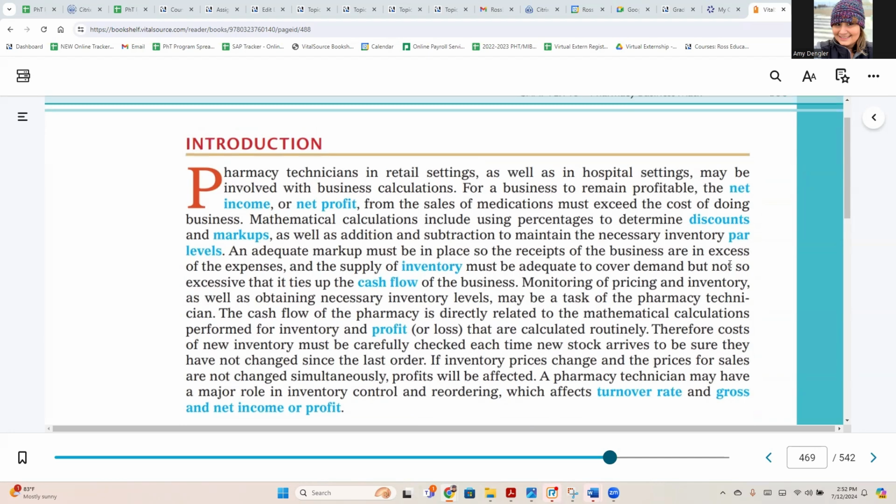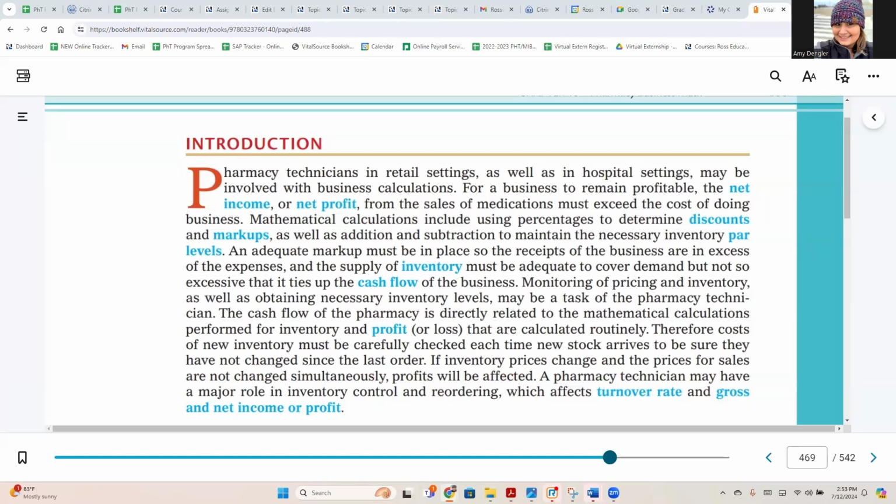Pharmacy technicians in retail settings, as well as in hospital settings, may be involved with business calculations. For a business to remain profitable, the net income or net profit from the sales of medications must exceed the cost of doing business. Mathematical calculations include using percentages to determine discounts and markups, as well as addition and subtraction to maintain the necessary inventory par levels.